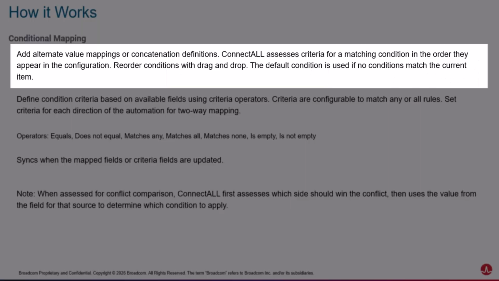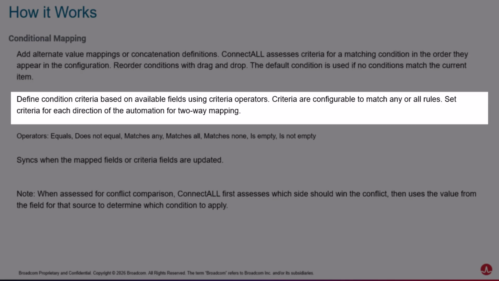So how this works: we can add alternate value mappings or concatenation definitions. We assess the criteria. If there are multiple criteria rules that could match, we assess them in order and use the first criteria rule that matches the conditions of the item. Reordering is drag and drop in the value mapping. If none of the rules match, we use the basic value mapping that was set before any conditions were added.